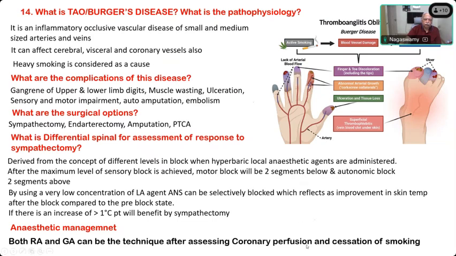So after assessing the coronary perfusion, and asking the patient to go for cessation of smoking, you can think of giving a central axial blockade or a stellate ganglion block, or any repair of the digits, or you can go for GA with an ET tube or LMA, whatever you want to do.